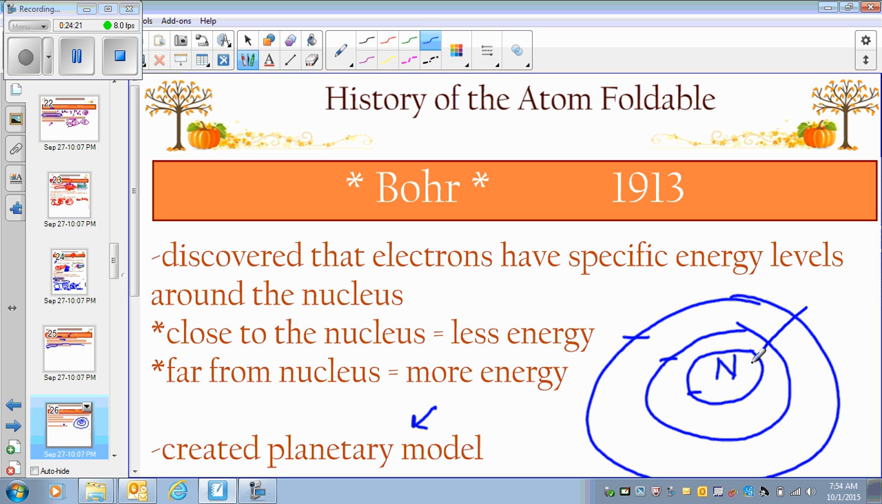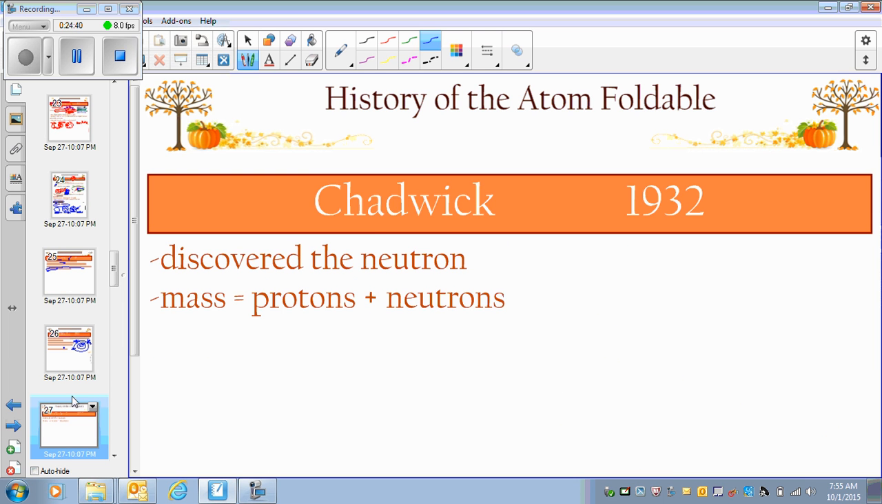And he said the orbit that is close to the nucleus has less energy, and as we go further away from the nucleus, the orbits have more energy. So we call them orbits. Chadwick was another scientist. He discovered neutrons. So you need to understand that Chadwick discovered neutrons.